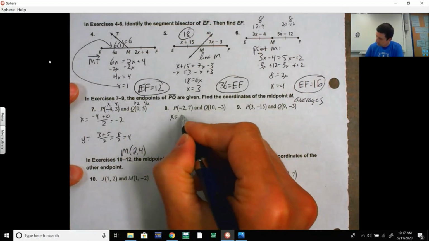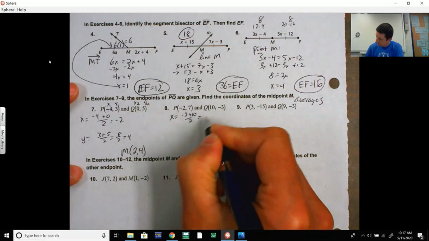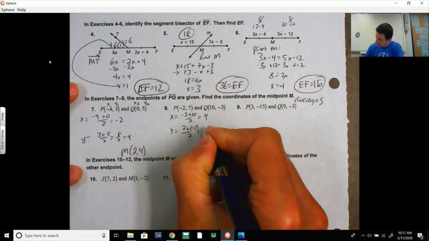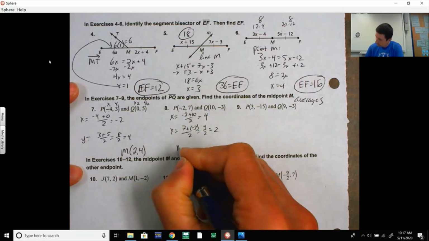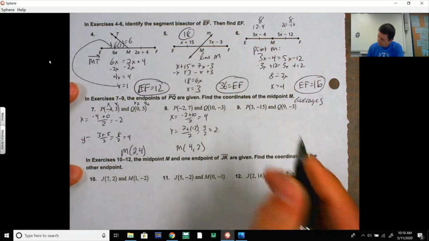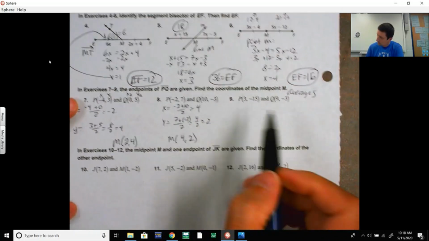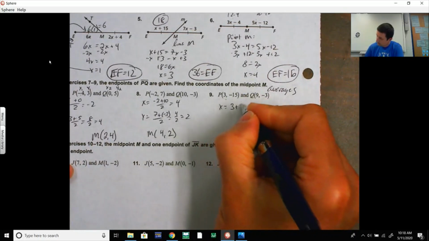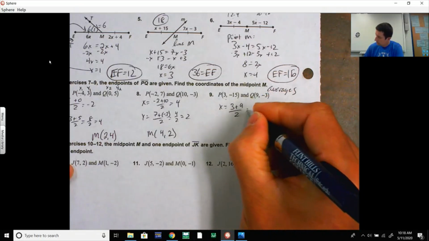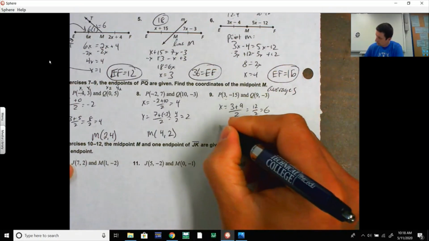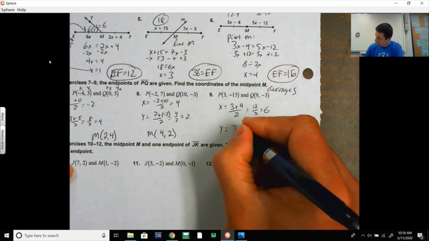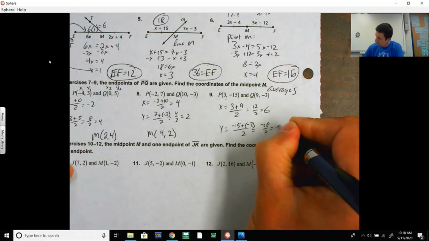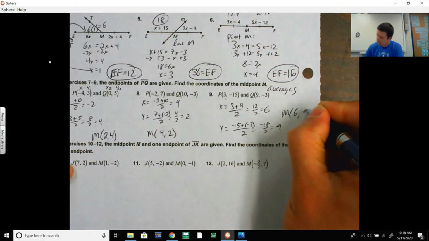So x here, negative 2 plus 10 divided by 2. So that's 8 divided by 2. That's 4. Your y is going to be 7 plus negative 3 divided by 2. So that's 4 over 2, which is 2. So your midpoint M would be 4, 2. Here, for the next one, x is going to be 3 plus 9 divided by 2. That's 12 over 2, which is 6. Your y is going to be negative 15 plus negative 3 divided by 2, so that's negative 18 over 2, which is negative 9. So your midpoint would be 6, negative 9.